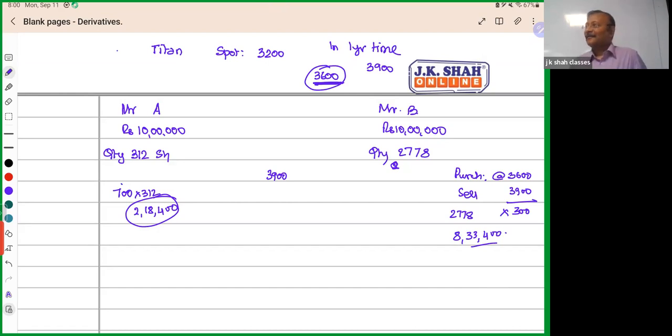Okay. Now, how much money did both of them invest? 10 lakhs. Both bought the same stock, and at the end of the year, the stock for both of them was only 3,900. Look at the ROI that B is making. 83%. And look at the ROI that A has made. 2,18,400 upon 10 lakhs. How much? 21.84%. 83%.